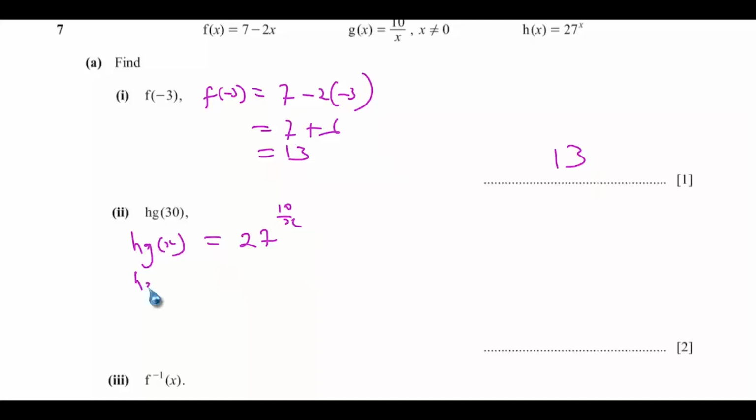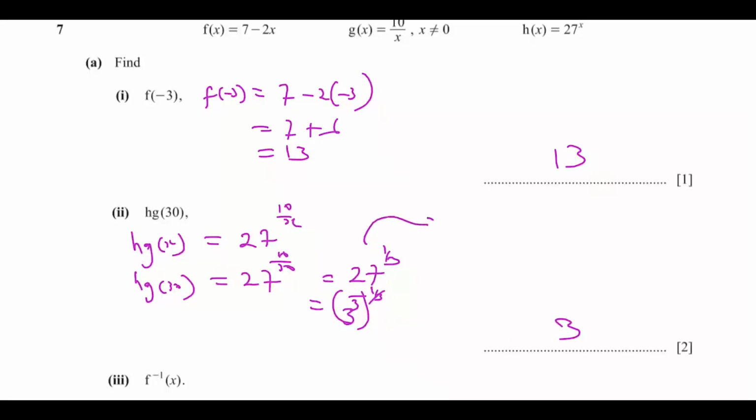Then we can now get hg(30). That would be 27 to the power of 10 over 30, which equals 27 to the power of 1 over 3. 27 is the same thing as 3 to the power of 3, then multiply by the power, that's 1 over 3. So 3 cancels 3, and you have 3 left. So the answer is 3. Equally, you can see that 27 to the power of 1 over 3 equals the cube root of 27 by using fractional indices. So that will also give you 3.